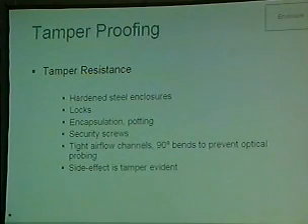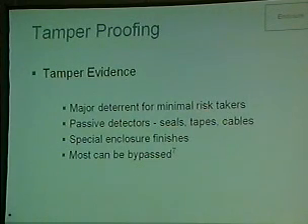Some examples of tamper resistance are hardened steel cases, locks, encapsulation or some types of potting material, security screws like you see on the bottoms of set-top boxes, and tight airflow channels. There's a certain angle of incidence where, when you're sending a fiber optic cable in, it'll bend far enough that you can't get enough light back out to feed into a CCD camera. The side effect of all tamper resistance is tamper evidence. Usually if someone takes a Sawzall to the hardened steel case, you can look at it and notice that someone's been cutting through your equipment.